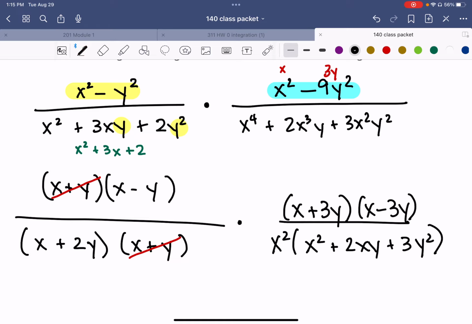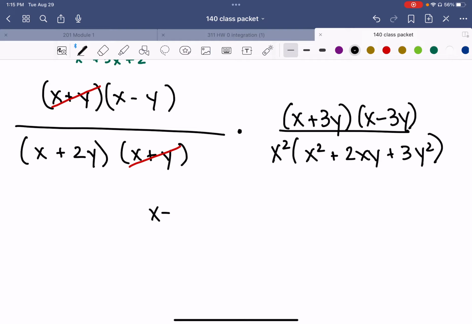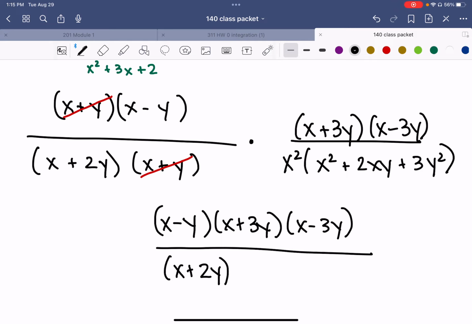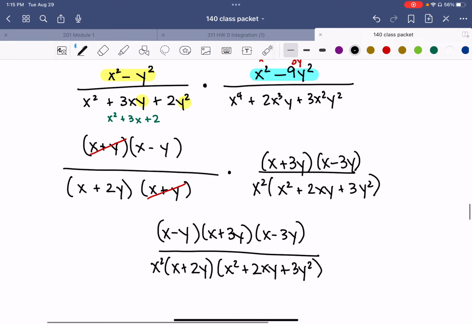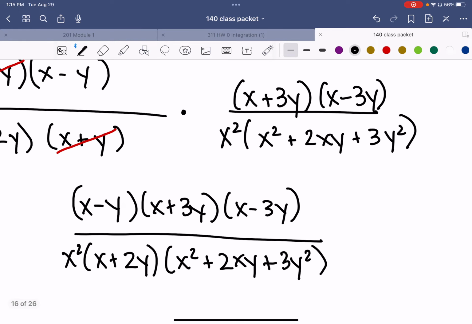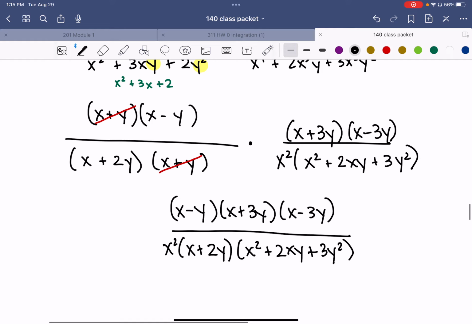So that means when we put this all back together, this is x minus y times x plus 3y times x minus 3y. On the bottom, we have the x plus 2y from the fraction on the left, and x squared, and then the x squared plus 2xy plus 3y squared. And that's going to be it. We can't do anything else to simplify that one, so we're going to leave it just as it is. So we're done.